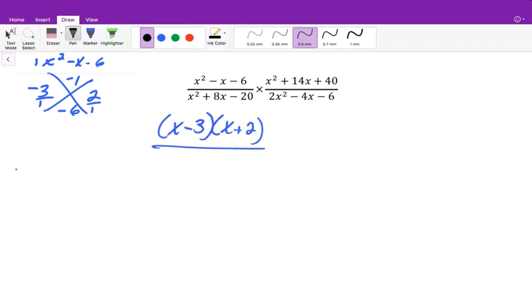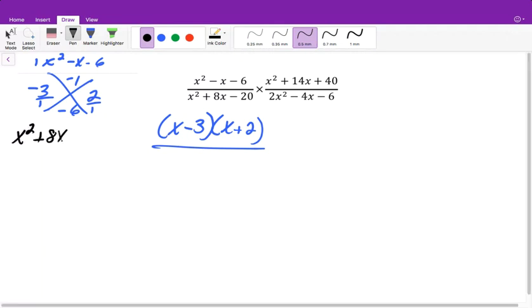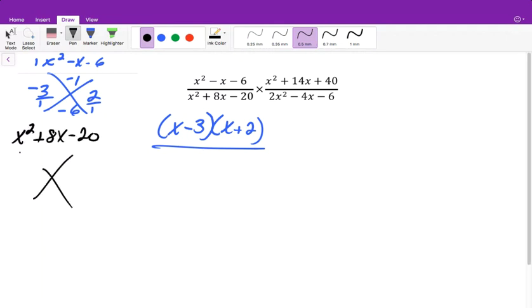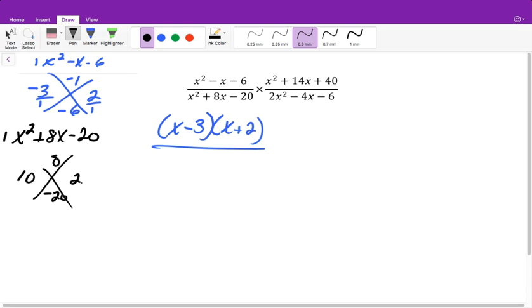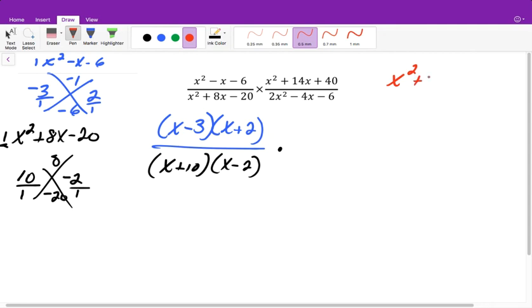Then the next one, we have x squared plus 8x minus 20. So this, we have 1. 1 times negative 20 is negative 20. 8 drops. Numbers that multiply to 20 and have a difference of 8 are 10 and 2. Since it's positive, our 10 is positive, so that means our 2 has to be negative. And they're over top of the 1 since that's a 1. So it's x plus 10 times x minus 2.